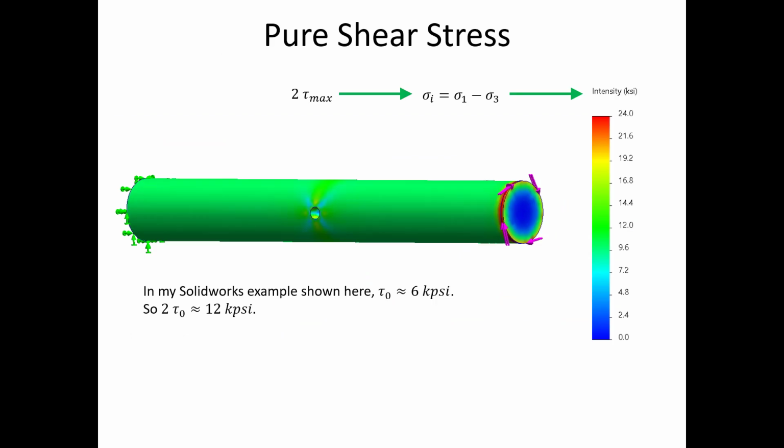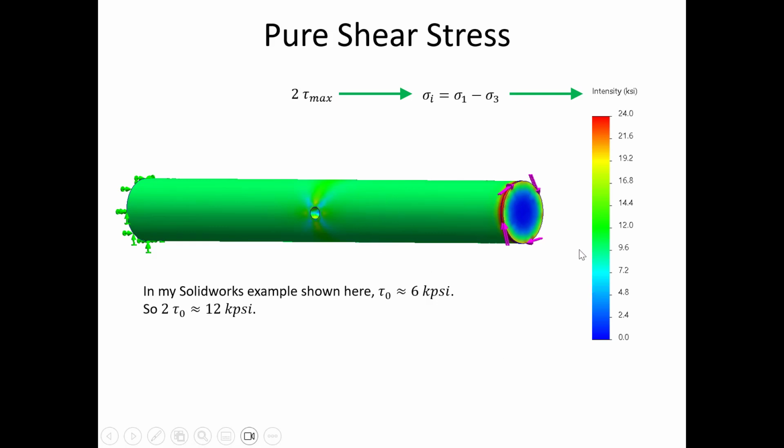So here was my mock-up in SolidWorks. SolidWorks, unfortunately, doesn't plot max shear stress, but they plot something very close. It's called stress intensity, and it's actually the difference of sigma 1 minus sigma 3. I'm calling it sigma sub I. So I see that difference, and I know that that's twice the max shear stress. And in my numerical example, I estimated that my tau 0 would be 6 kpsi. So that means that the nominal stress intensity would be double that, or 12.